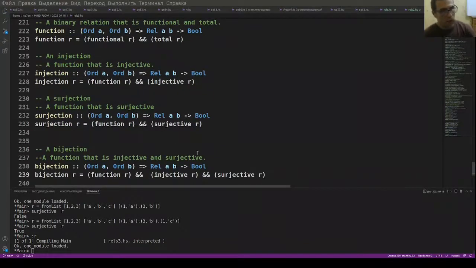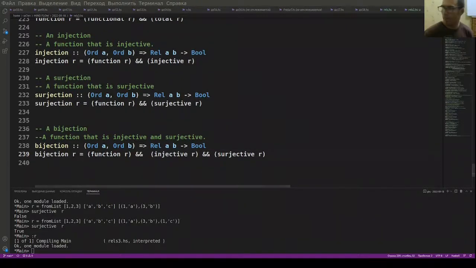Okay, and the next two guys are surjection and bijection. Surjection is a function which is surjective. The bijection is a function that is injective and surjective. Okay, very simple.